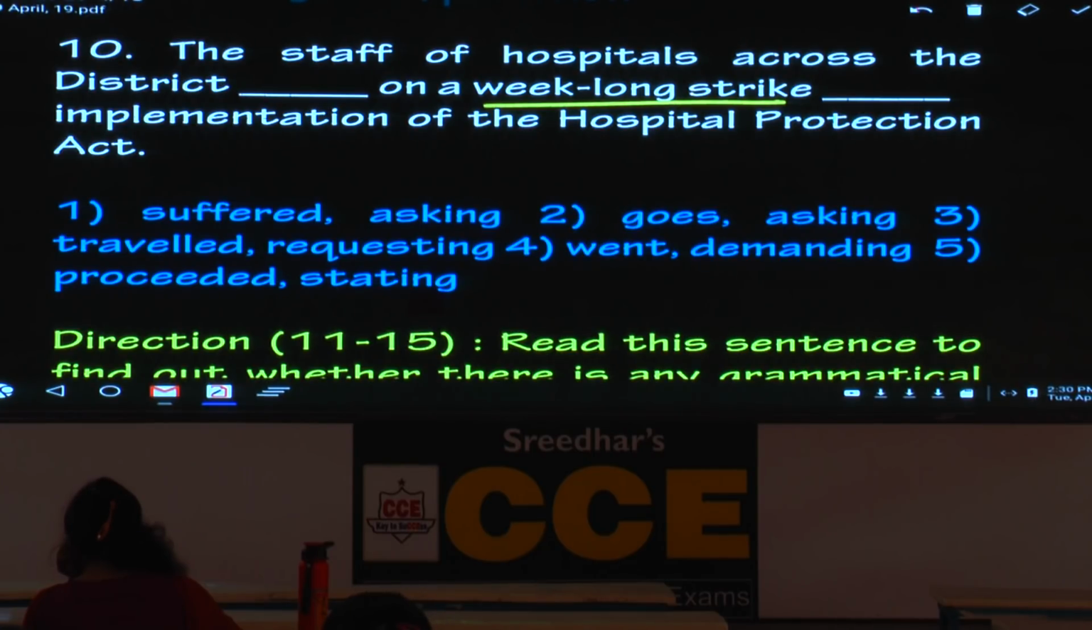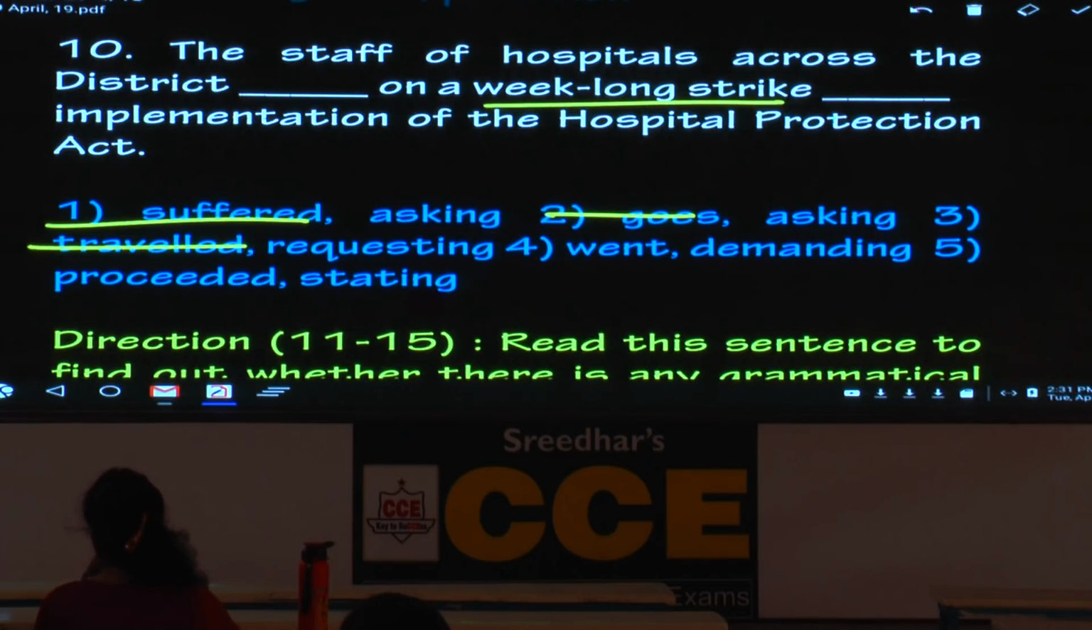Which option is it? We'll see that one first. The staff of hospitals across the district went on a week-long strike. Perfect expression, a typical expression from the newspapers. Demanding what? Demanding implementation of the Hospital Protection Act. This also seems right. Hold that one. And we'll check other options. The staff of hospitals across the district suffered on. Is it relevant here? Mark it wrong. Goes on, but it talks about past, demanded, then you cannot use present. Mark it wrong. The verb is right. The form is not correct. Traveled on a week-long strike. Mark it wrong. Went on, already we have decided.